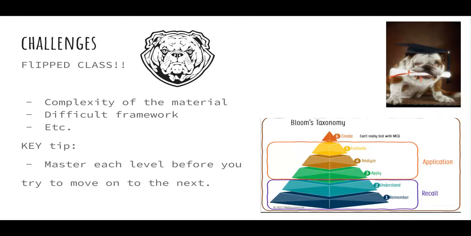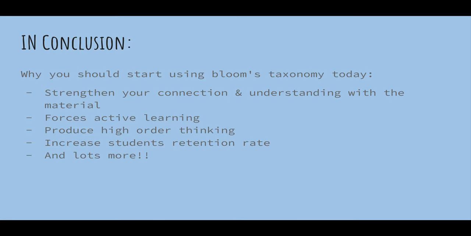Honestly, with Bloom's taxonomy as a whole, I feel like some of the challenges might be the complexity of material and difficult framework. For example, if you get to a certain step and you just don't know how to move past it, you can't keep working your way up. And that's why I think a big tip is make sure you master your level. Do not try to move on until you can get that level passed. This might be by asking for help, but do not try to move on without understanding it or you'll make it a lot more confusing. So that's why finding and completing each step is very important.